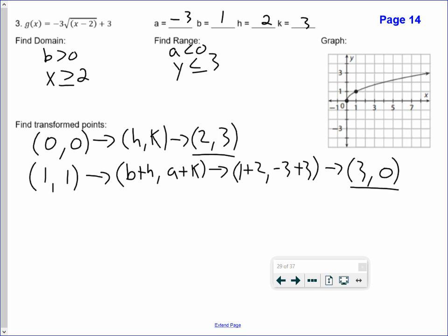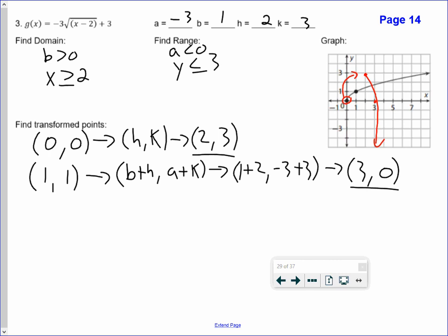Let's graph both of these points and figure out what our function is going to look like. 0, 0 goes to 2, 3, and 1, 1 is going to go to 3, 0. So we start at our point 2, 3, since that came from 0, 0. Our function will look like that. Well, not exactly like that. I didn't really go through the points, so let's do that one more time. 2, 3, 3, 0. Still didn't get it, but oh well. That's what it should look like.